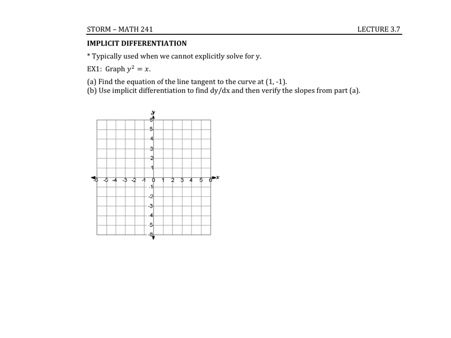Up until this time, we've been finding the derivative of functions. In 3.7, we're going to look at what happens if we don't have a function, and that's when we're going to be using implicit differentiation. So implicit differentiation is typically used when we cannot explicitly solve for y. Let's go ahead and look at an example.